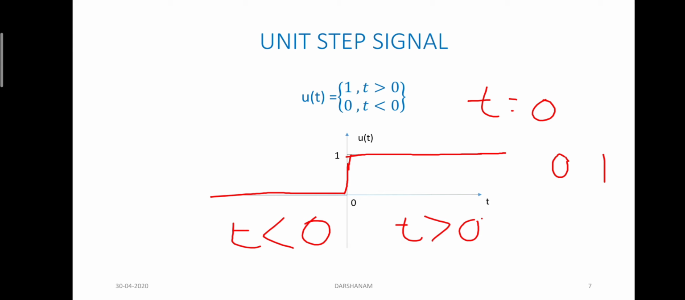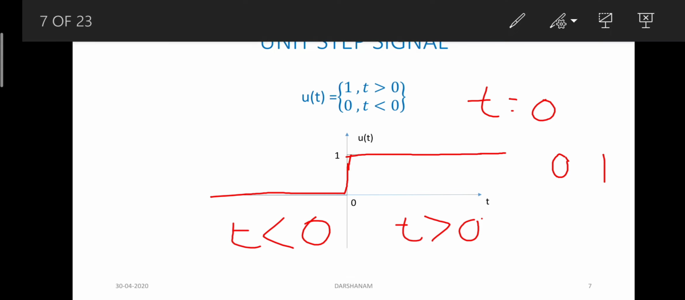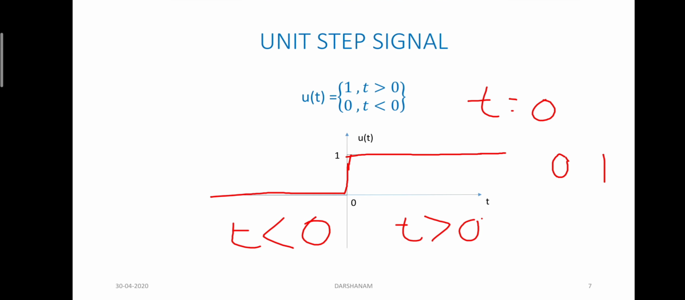So even if in the definition of the unit step signal and step signal it is not defined for t equal to 0, we can mathematically calculate the value as 1 by 2 in the case of the unit step signal, or p by 2 in the case of the step signal. Now we know the definition of the unit step signal. So let's do some operations on that.